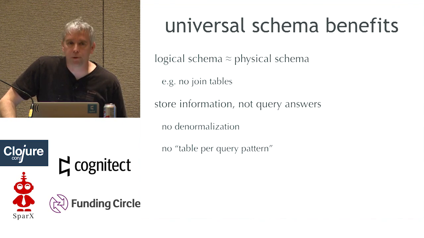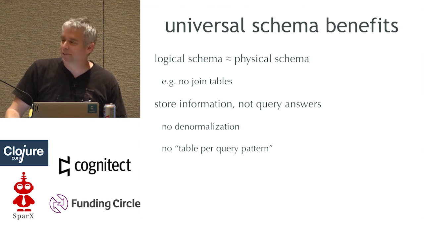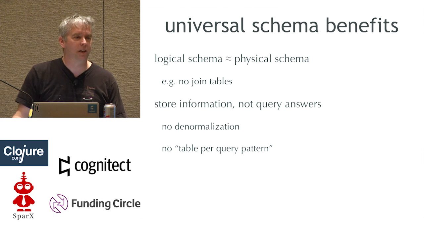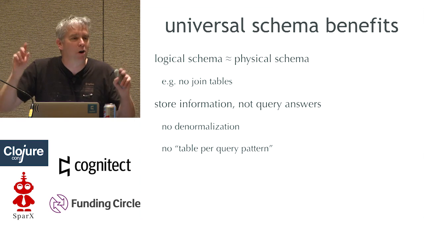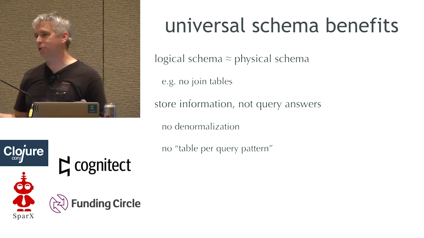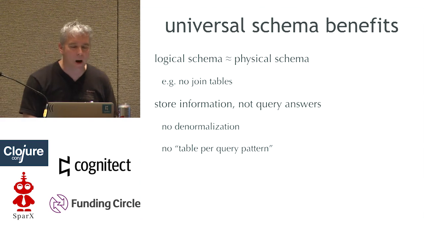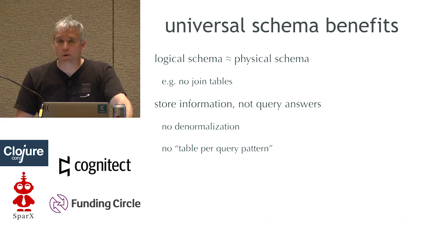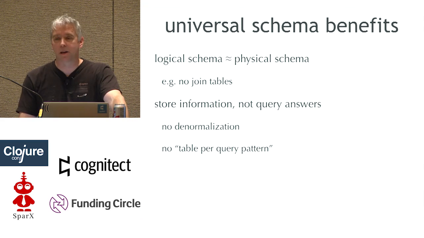When you use a universal schema, the logical schema, the thing that people talk about in the SQL world, has an almost one-to-one correspondence with your physical schema, because you don't have to talk about things like join tables. How many tables are there in Datomic, really? One. There aren't any join tables, so you don't have to talk about that. Likewise, it automatically biases you towards being a database, storing information, not storing the answers to questions.